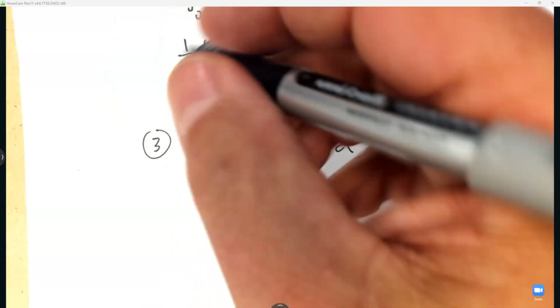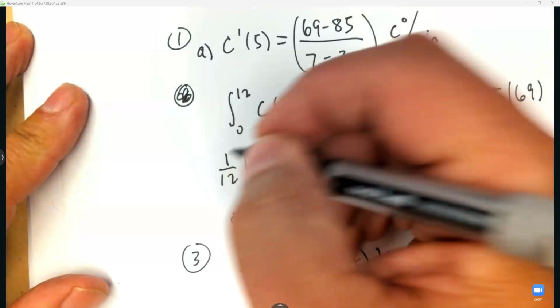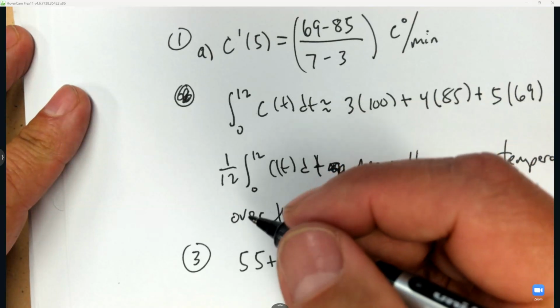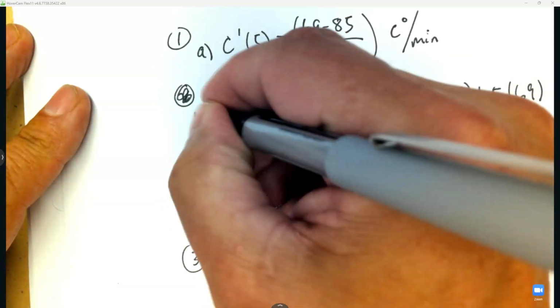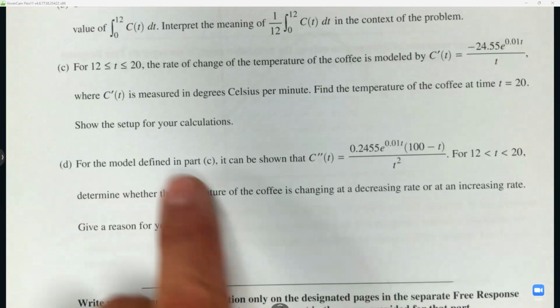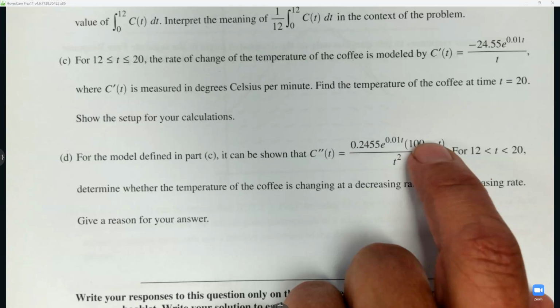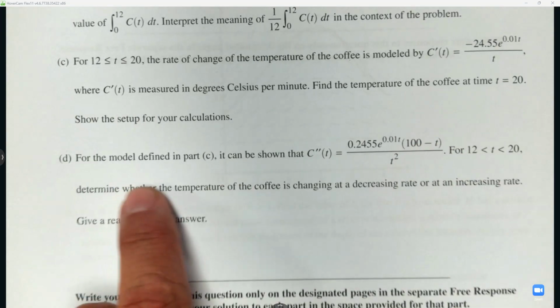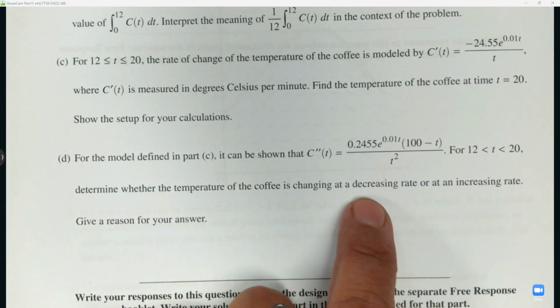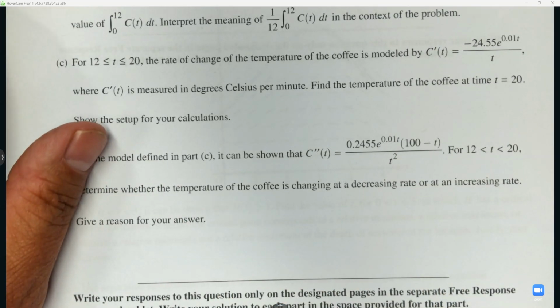Part D. So I'm going 1, 2, 3. All of this is 1. That's A. This here was B. And this here was C. Now we're at part D. In part D, it says we have a second derivative, and because it's a calculator question, I can just take the derivative of this derivative from 12 to 20. Determine whether the temperature of the coffee is changing at a decreasing or an increasing rate, and give a reason for your answer.